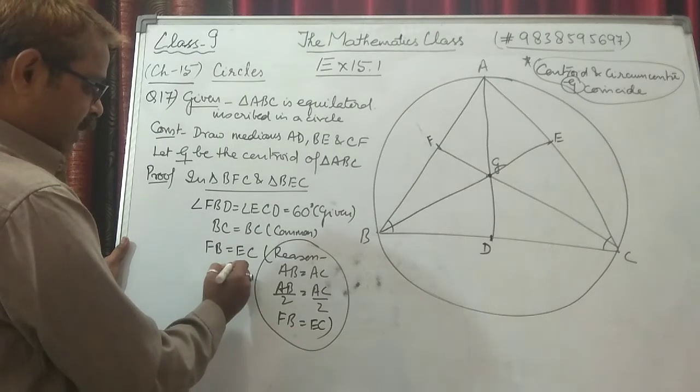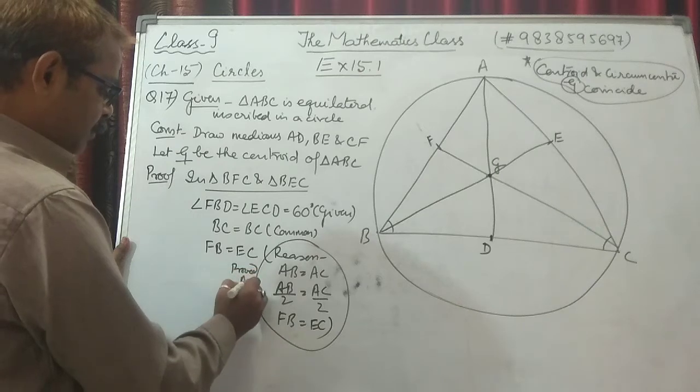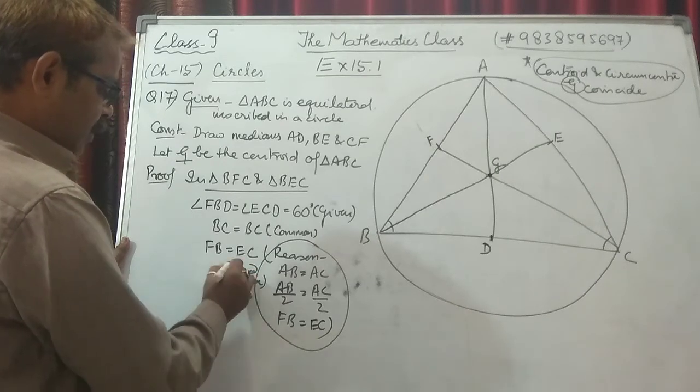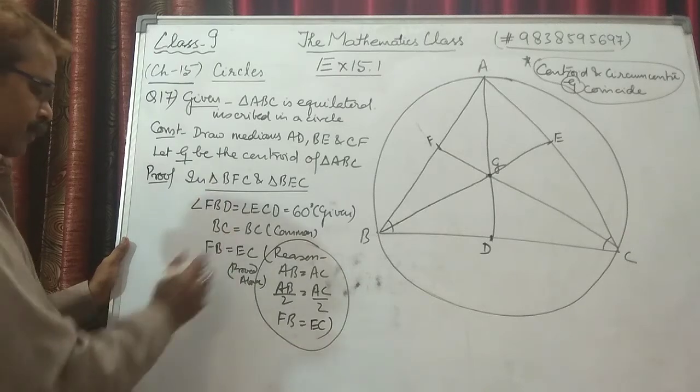In order to explain or to give the reason, you can say proved above. This I have explained in very short, but you will write FB is equal to EC, proved above.